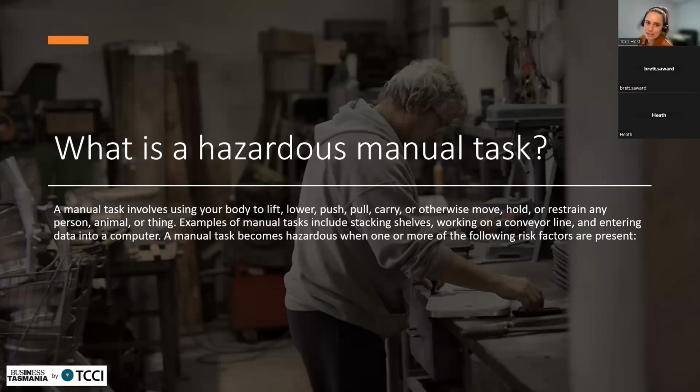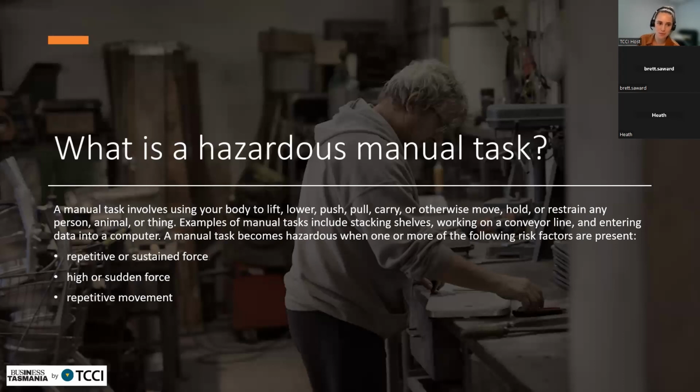A manual task becomes hazardous when one or more of the following risk factors are present. That's just a manual task, whereas if we want to call it a hazardous manual task, it would need to involve repetitive or sustained force, high or sudden force, a repetitive movement, sustained or awkward posture, or exposure to vibration. You'll get a copy of all these slides. You can get a copy of the recording as well, but we'll go through each of those dot points as well.